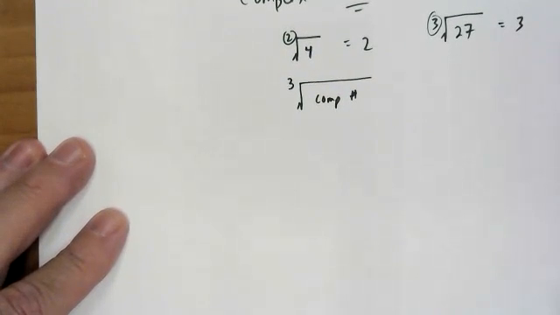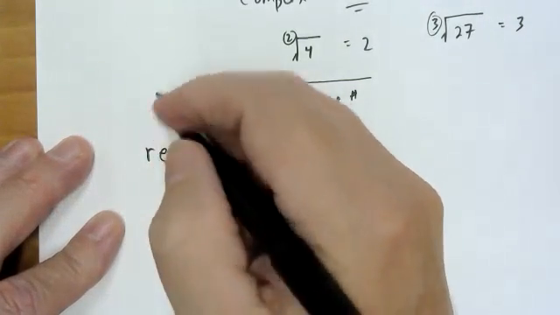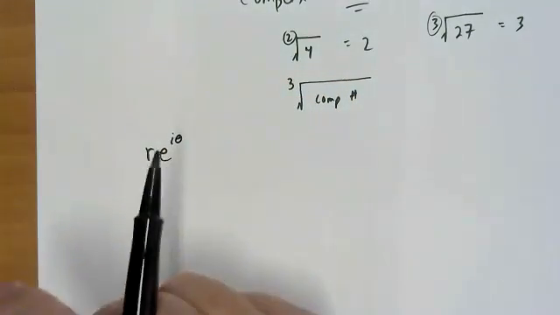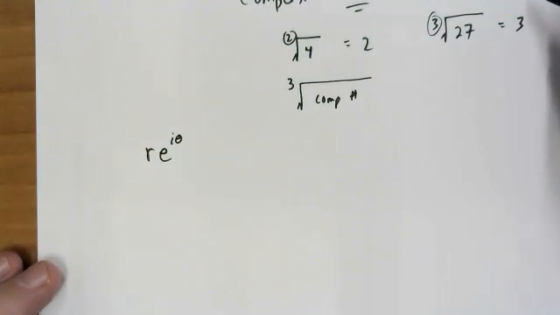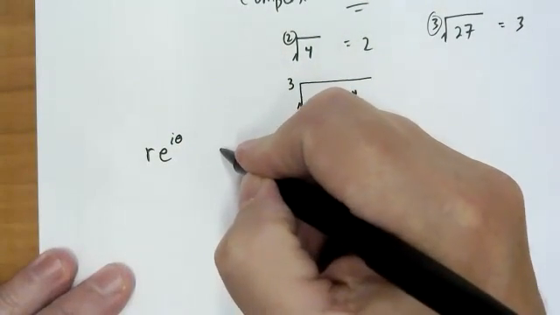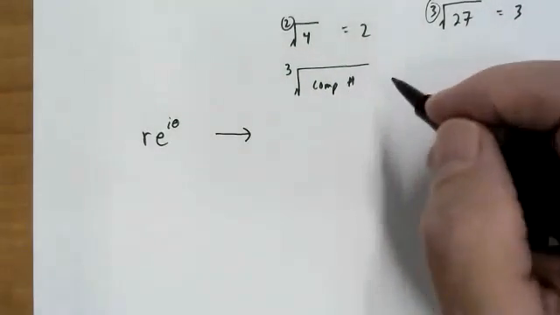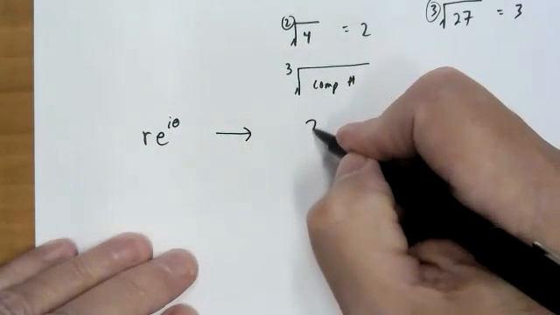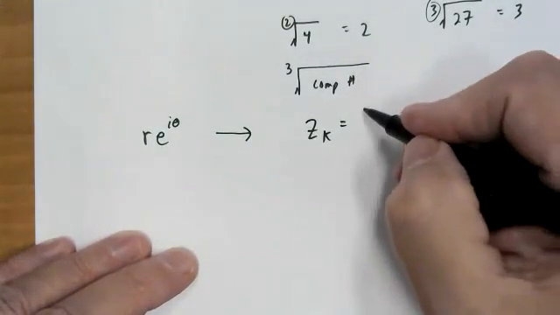So if we have a complex number in the exponential form, and we want to find the third root of it, here's the formula, and then we'll do an example. Formulas sometimes can be confusing, but this will be confusing at first, but when I do the examples, it'll sort of make sense.